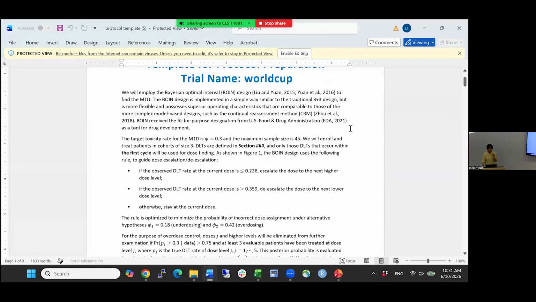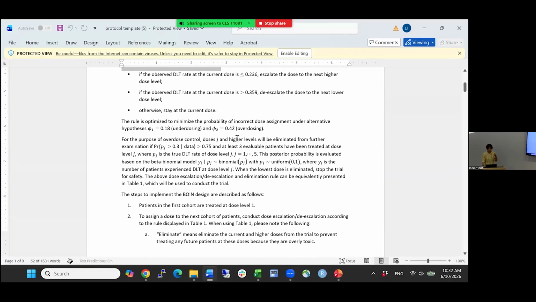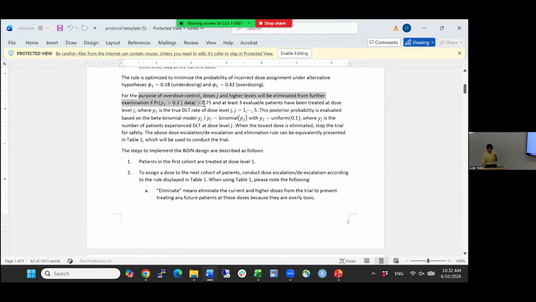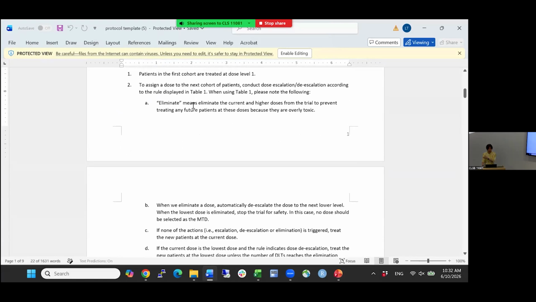It has a brief introduction of this BOIN design, and it also summarizes all your parameters. It also summarizes the overdose control. You don't have to do it yourself. It also gives a step-by-step description of the algorithm of how this trial will be carried out.